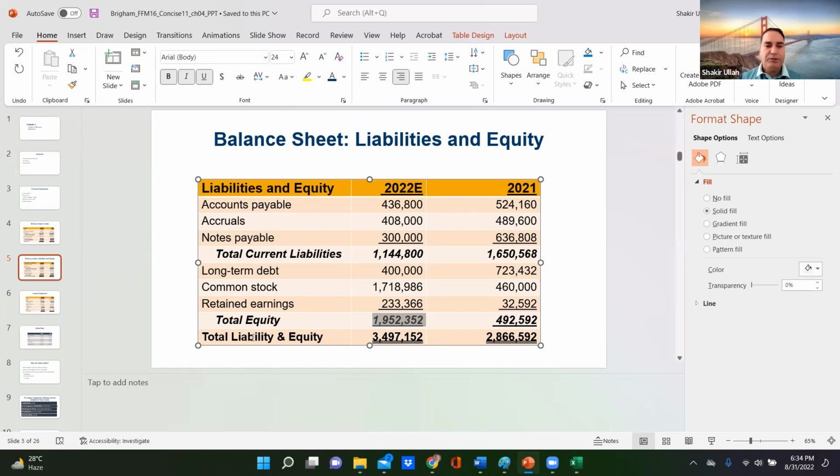Okay, if you want to find the total liability plus equity, then you will add this equity with the current liability, which is this number, plus the long-term liability, which is that number. It will come out to be a total liability. Make sense?